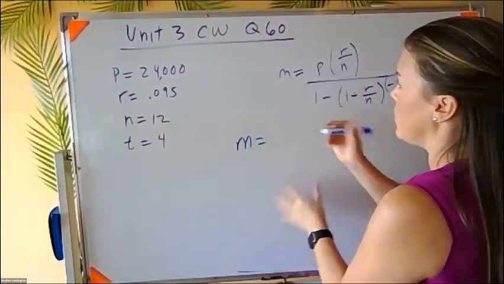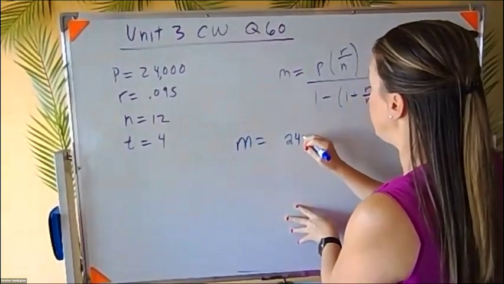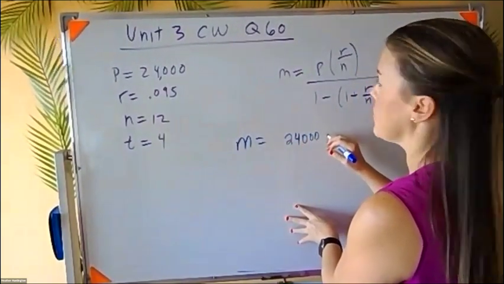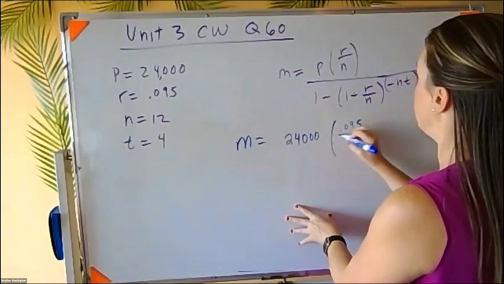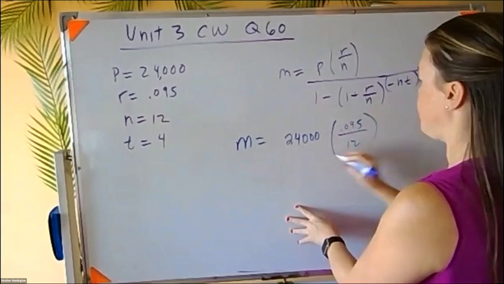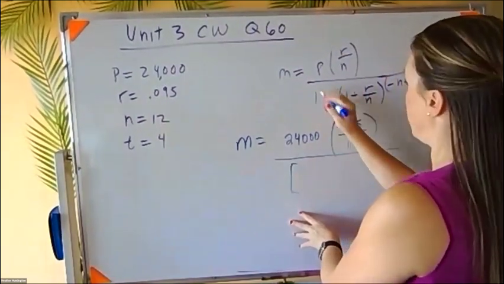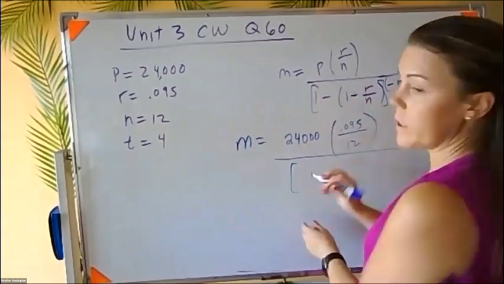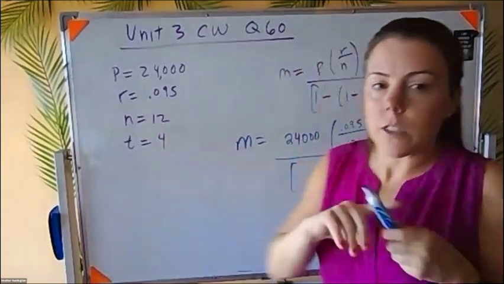Let's figure out, and I'll show you my calculator screen. So it's the principal amount times 0.095 all over 12.